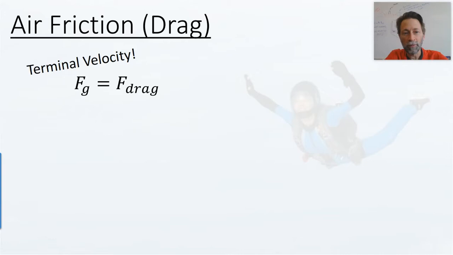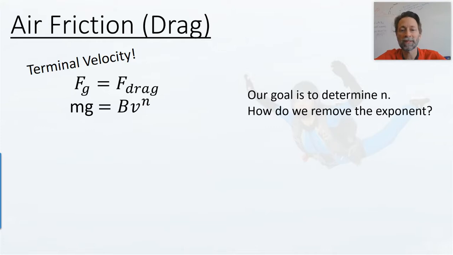So when I look at the terminal velocity, Fg is equal to the drag, I can plug in those two equations that I know automatically. I know that the weight is equal to mass times gravity. And from the previous slide, we said that the drag force is equal to the constant times the velocity to the n power. Now, what we want to do in this lab is determine what that n power is. It is some positive integer, and we want to know, is it 1, is it 2, is it 3, is it 4, is it 259?